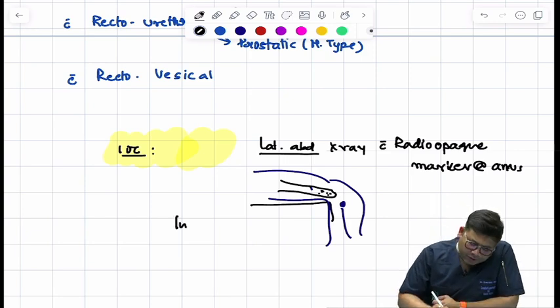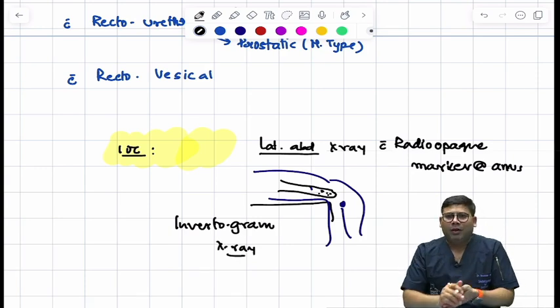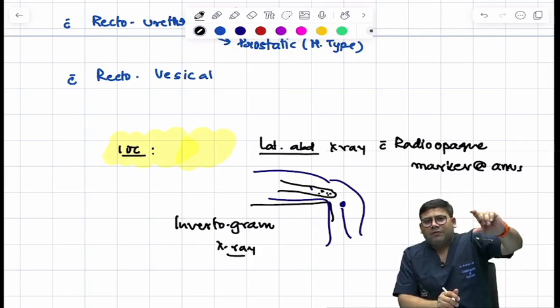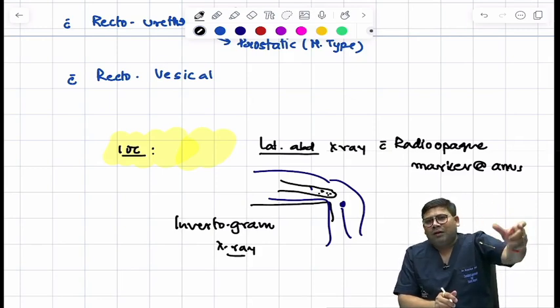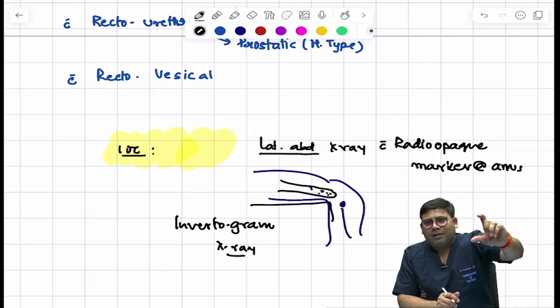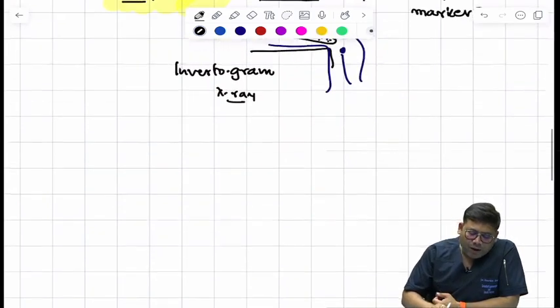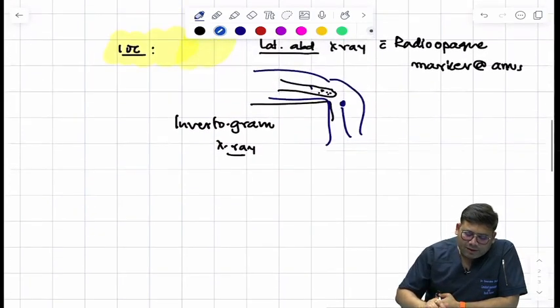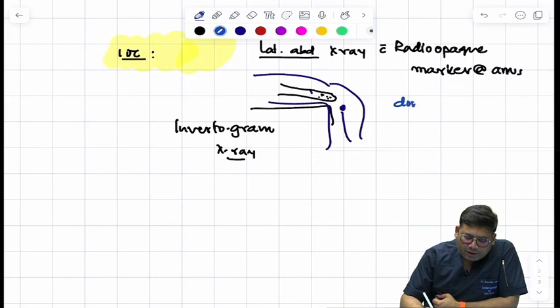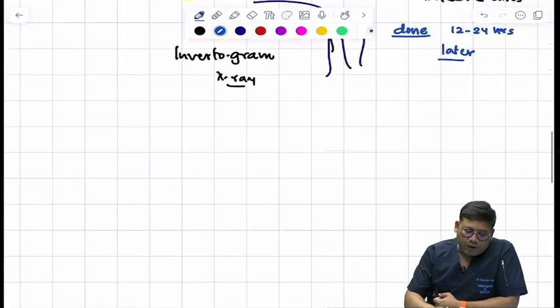Or you can do an invertogram also. When we talk about an invertogram X-ray, you hold the baby upside down so that you can see where the gas is going. If it is within 2 centimeters of the radio tracer that you have placed at the anus, then that is a low type. More than that is considered a high type. Remember, all these are done at least 12 to 24 hours later. A lot of people say within 6 hours, no, 12 to 24 hours later.